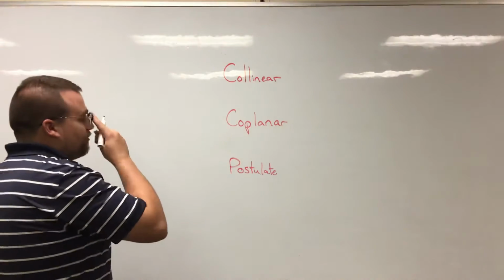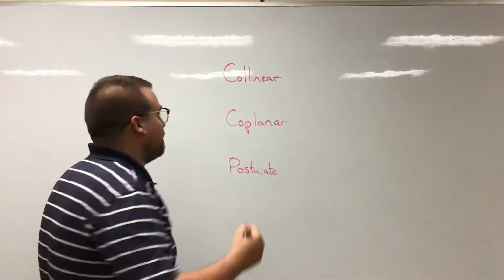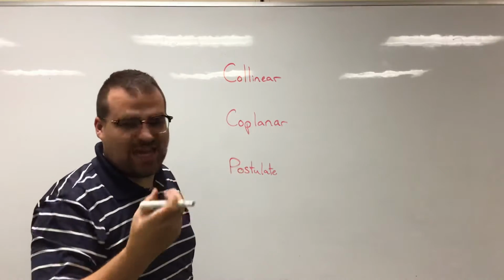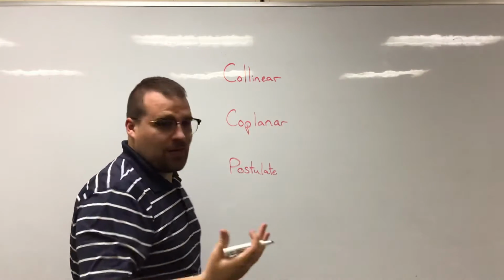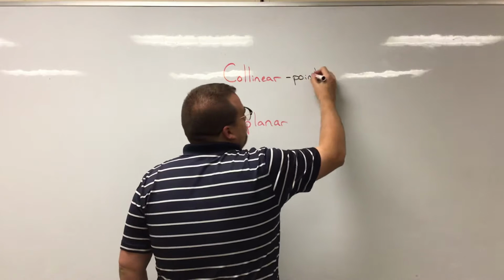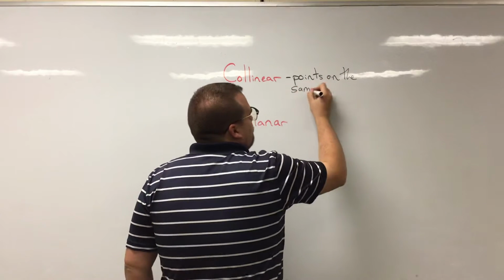But collinear means a pretty straightforward concept. We have "co," meaning kind of like together, right? And "linear," meaning line. So collinear is points on the same line.